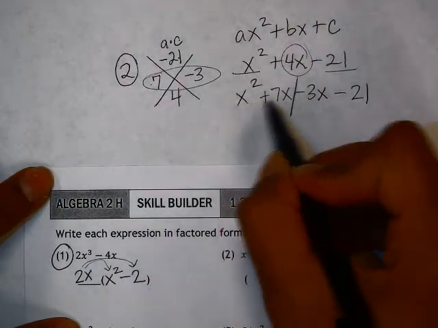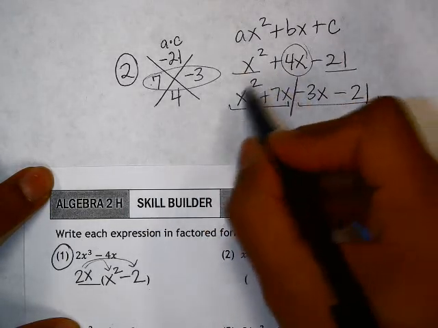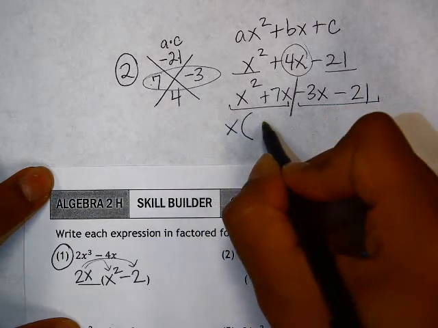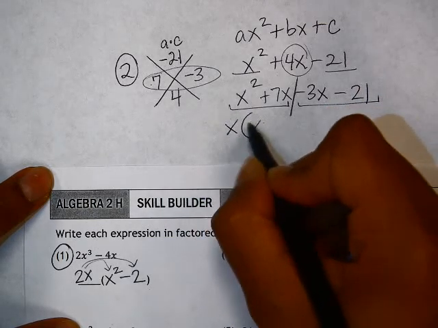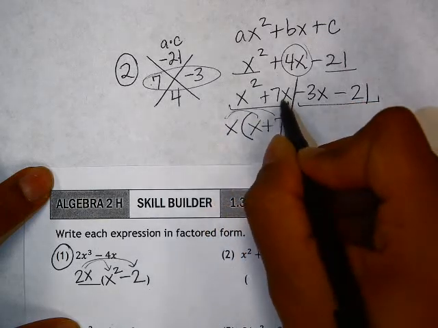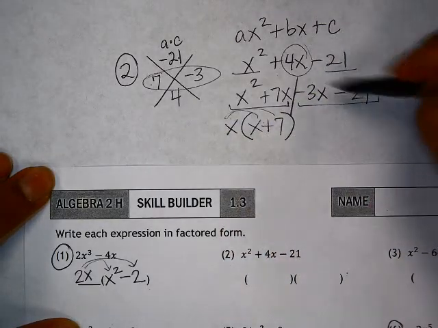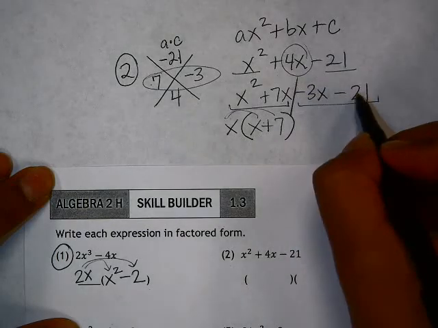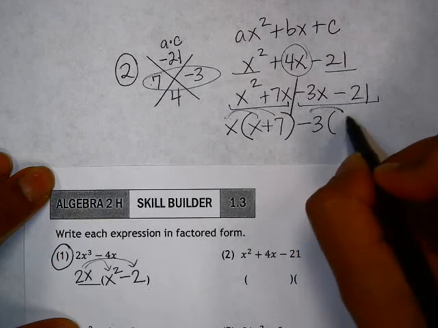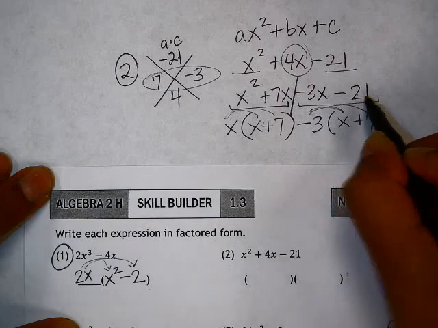We're going to look for a greatest common factor in each group. So x squared plus 7x, the greatest common factor is x. So I'm going to factor that out. What's left, x times x would give us x squared. X times 7 would give you 7x. So that's factored. Then we're going to also factor the second part. The greatest common factor here would be a negative 3. What do we have left? We need to multiply by x. Negative 3 times positive 7 would give us negative 21.